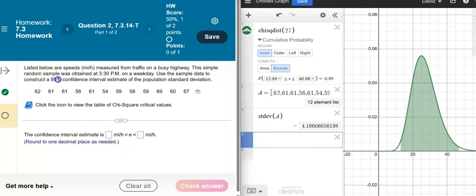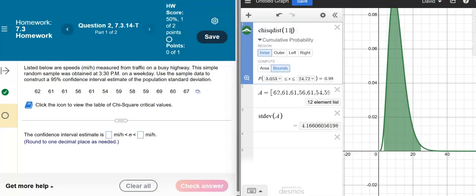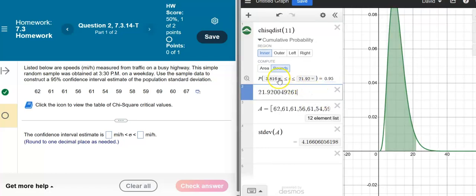Okay, so they want us to do a 95% confidence interval. So I have 12 elements. That means my degrees of freedom is 11. All right, I want to enter the bounds here, and I'm going to make the confidence level be 95%. So right now it's set to 98, so I would just change that to 95. And then these are my bounds. This is my upper bound. This is my lower bound.